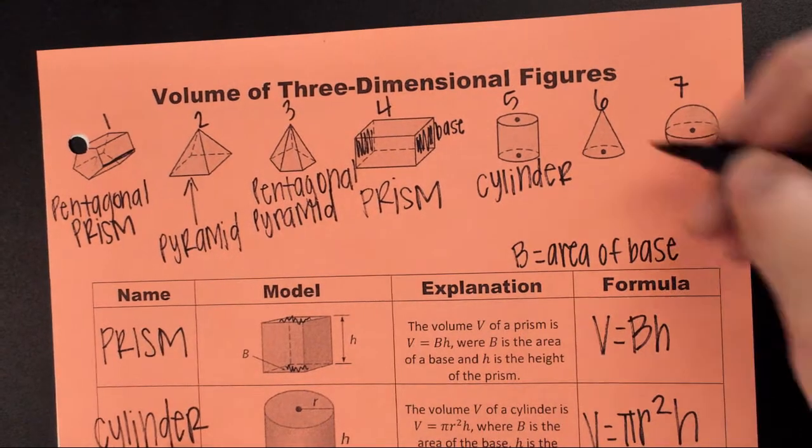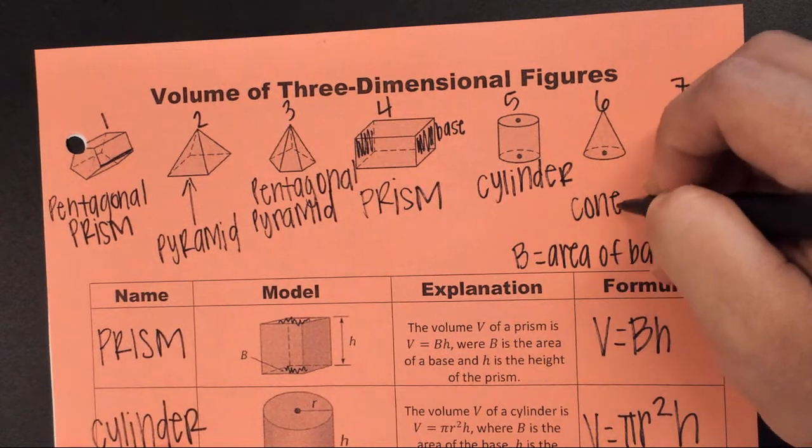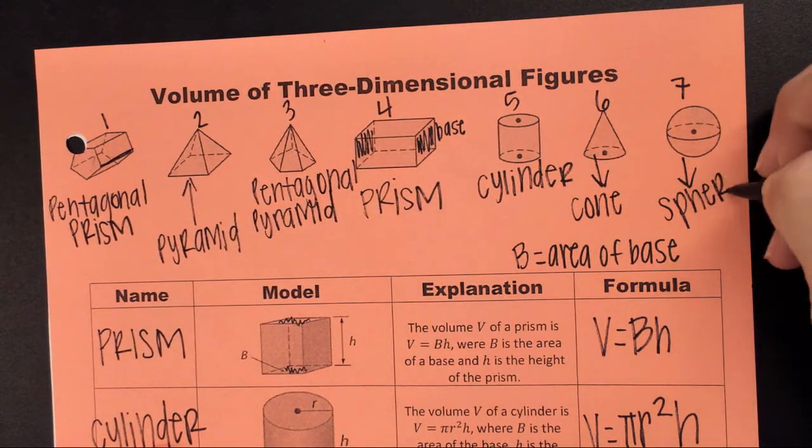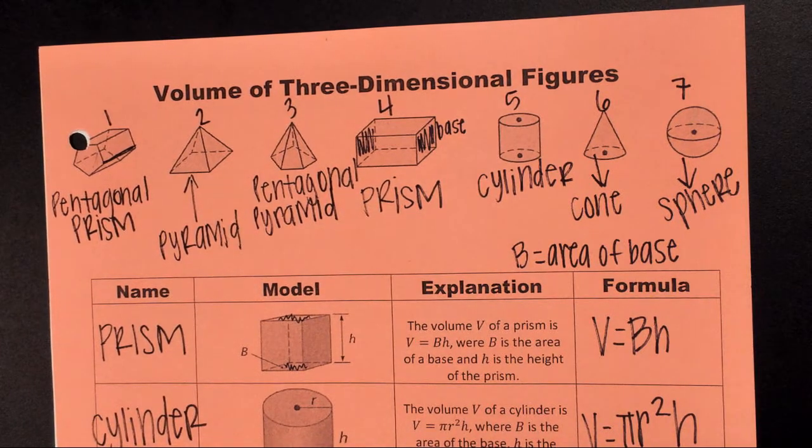What's 6? What's 7? Okay. What is always the units? What's always the units? Cubed, which is how many? 3.